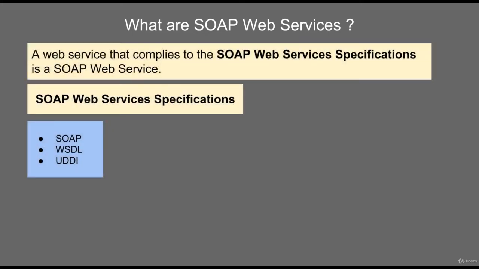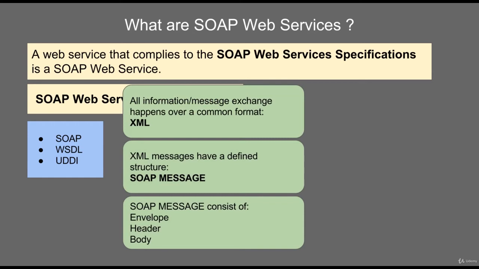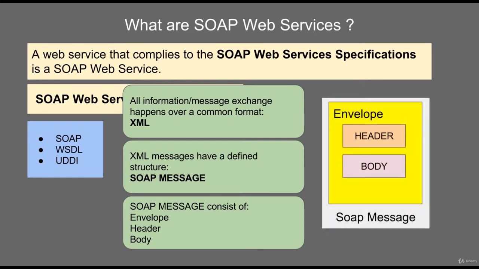So now let us summarize. We have learned what SOAP web services are. SOAP web services are web services that comply with the SOAP web services specifications, and these specifications are some guidelines which are laid by a central body, which is W3C, and the basic set of specifications include SOAP, WSDL, and UDDI. And SOAP is a protocol which defines how two applications will talk to each other, and it says that for two applications to talk to each other, they have to follow a common format, and that common format has to be XML. And the XML has to follow a SOAP message standard, and the SOAP message standard consists of envelope, header, and body. So this is all about SOAP web services.